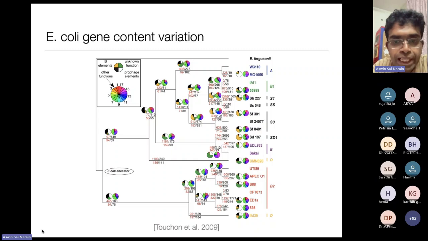So these essentially indicate the number of genes that are gained along that branch, versus the number of genes that are lost along that branch. So you can see that there are certain lineages which undergo massive gene flux, or gene gain or gene loss. If you look towards the right, there is this SD197, the lineage that leads to SD197 has gained some 1700 genes and lost some 2096 genes when compared to its ancestors. So these large macro processes of gene gains and gene losses drive gene content variation, not only in E. coli, but in various other species.